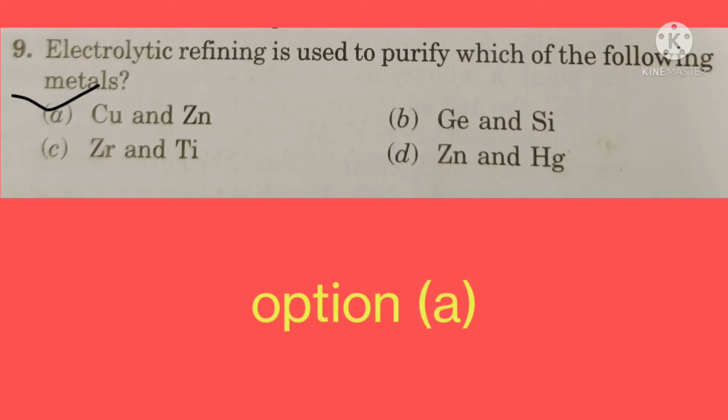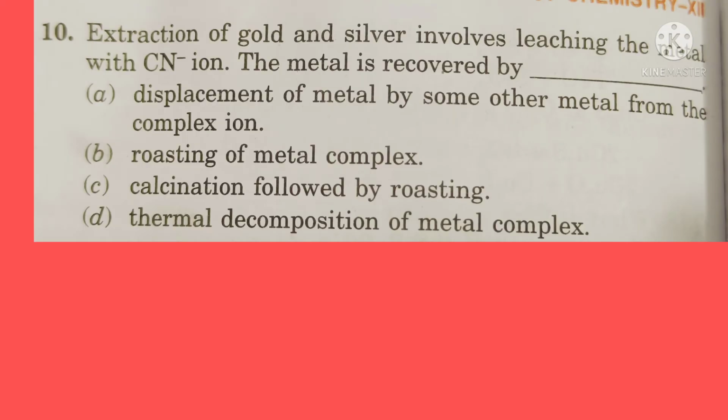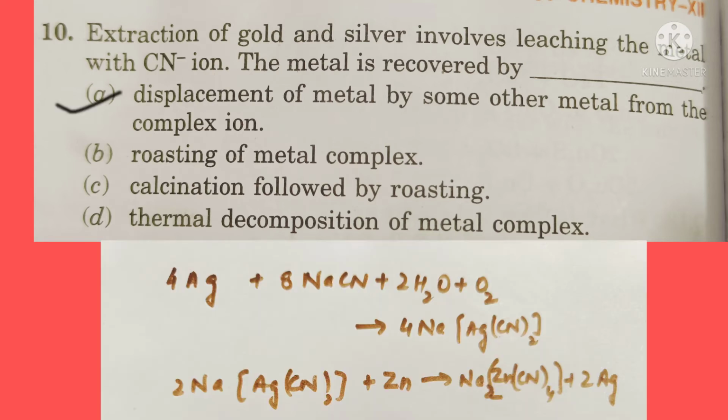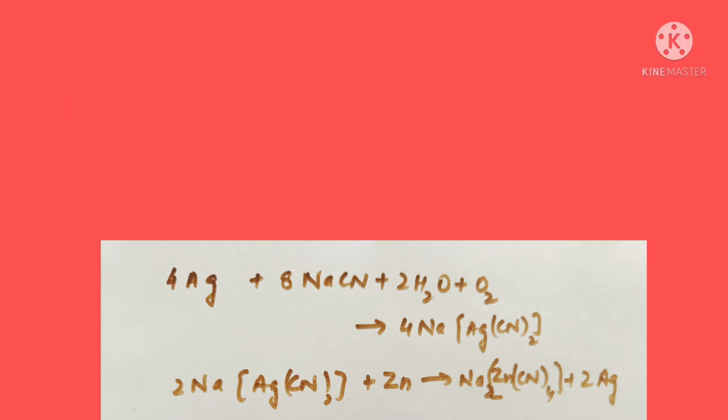Electrolytic refining is used to purify which of the following metals? Copper and zinc. The option A is correct. Extraction of gold and silver involves leaching the metal with cyanide ions. The metal is recovered by displacement of metal by zinc metal from the complex ion. Option A is correct. Answer the questions on the basis of the figure given above.